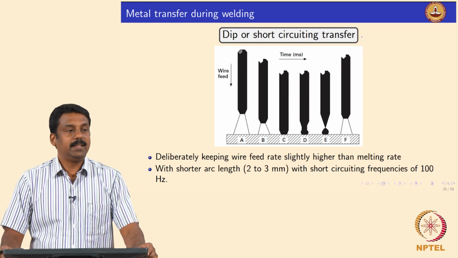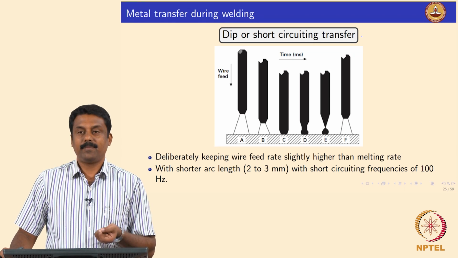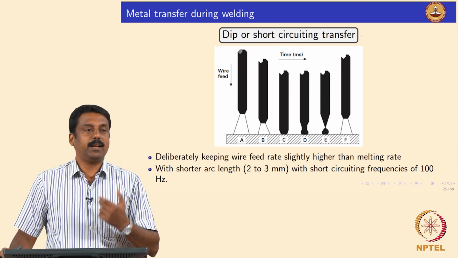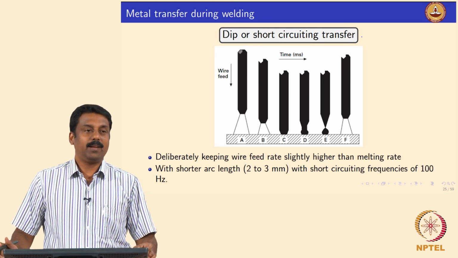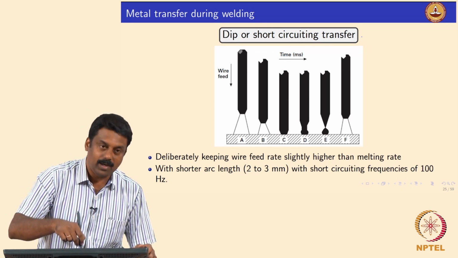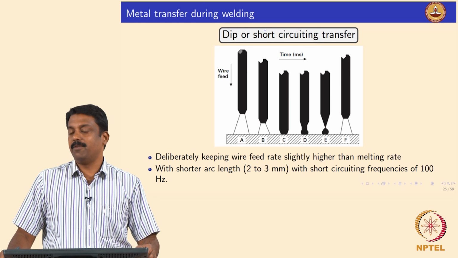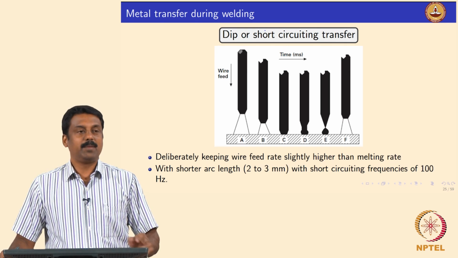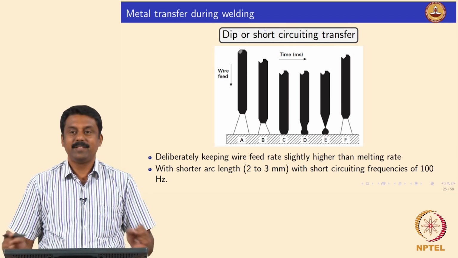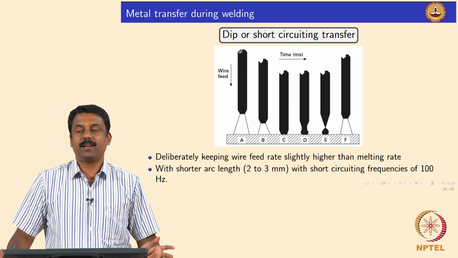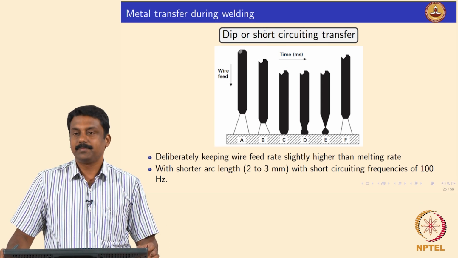So, other mode of transfer. So far we looked at free flight transfers, okay, and you can also achieve the stable transfer by dip. What do you mean by dip? You can also touch the droplet once it is formed onto the pool, and when you pull it back, you also change the force balances. You can overcome the surface tension because the liquid pool surface tension would make sure that the droplet is detached, right. So, that kind of transfer is known as dip transfer or short circuiting transfer.